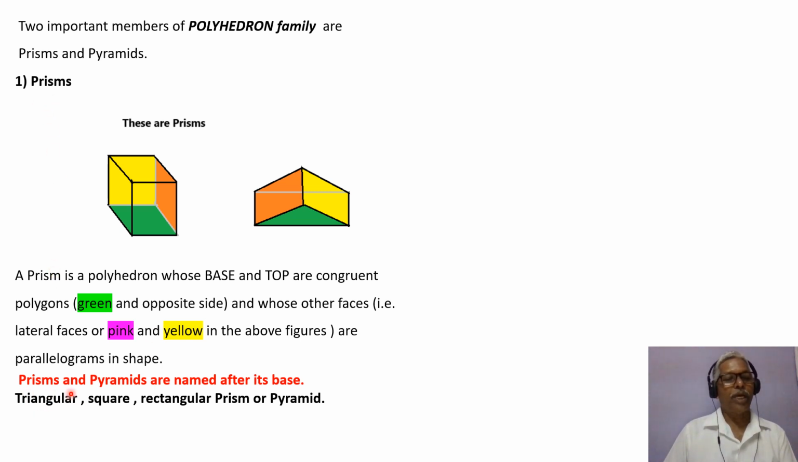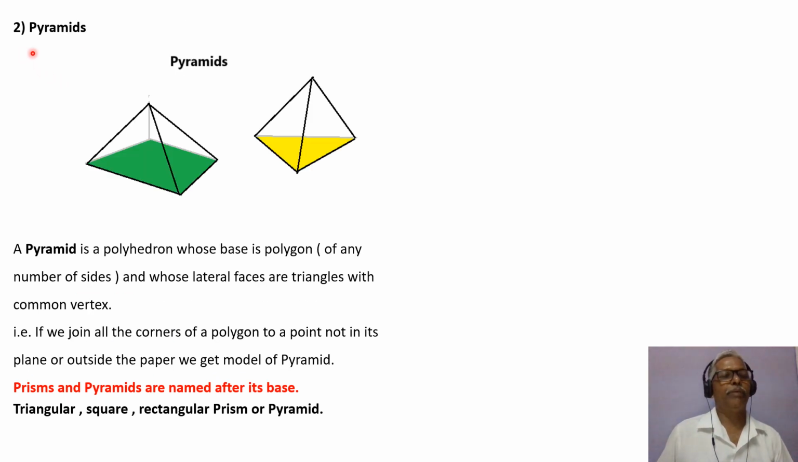Now prisms and pyramids are named after the base. That is, if the base is triangular, they are called triangular prism or triangular pyramid. Square, then square prism and pyramid. Rectangular prism or pyramid, like that. And the second one is the pyramids. Look at these figures, pyramids.